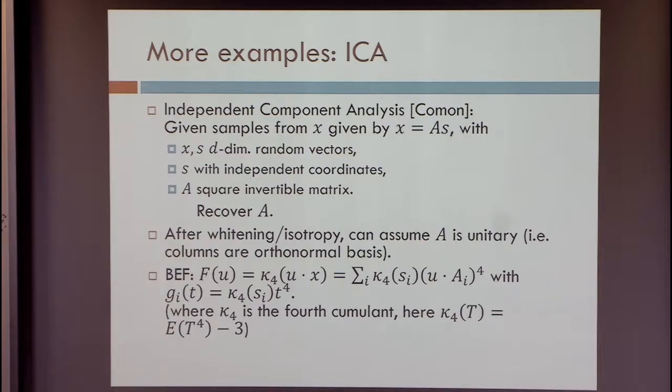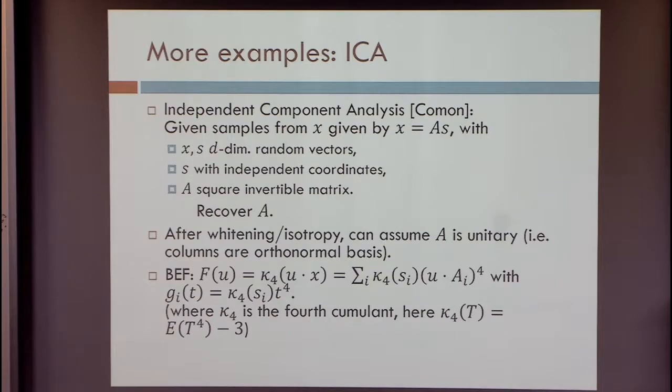A is assumed to be a square invertible matrix, and the objective is to recover the matrix A up to certain inherent ambiguities of this problem. Namely, it's not hard to see that you cannot recover the sign of the columns of A, and you cannot recover the permutation of the columns of A. But otherwise, this is a solvable problem.